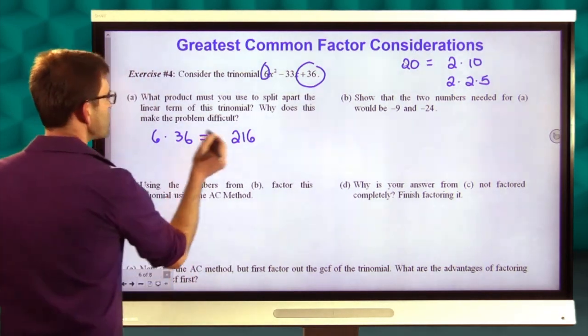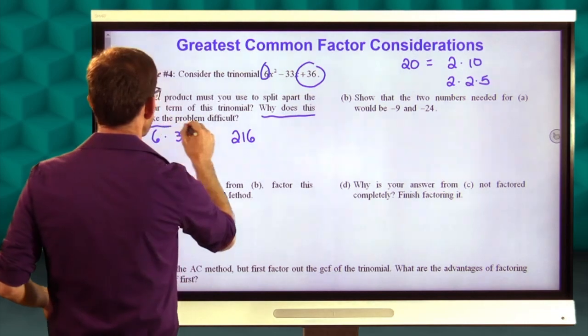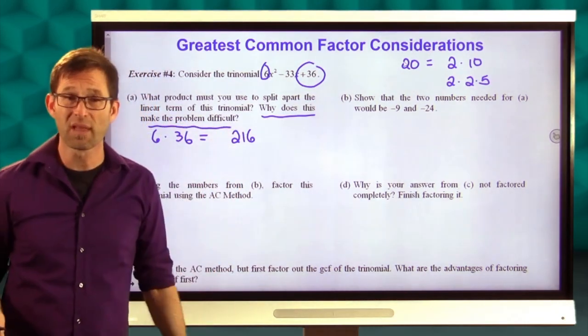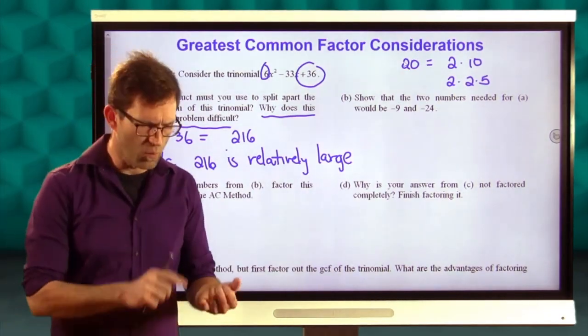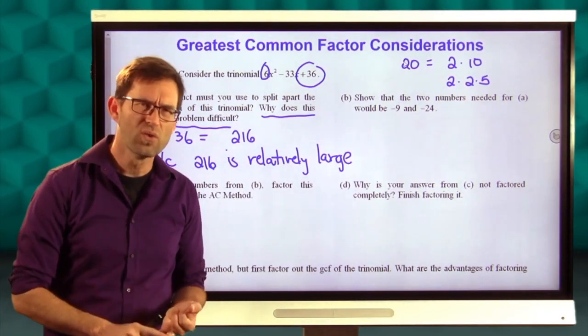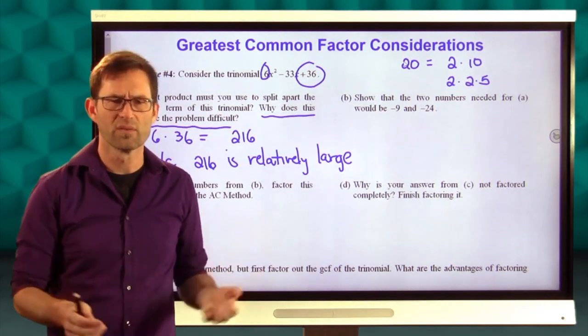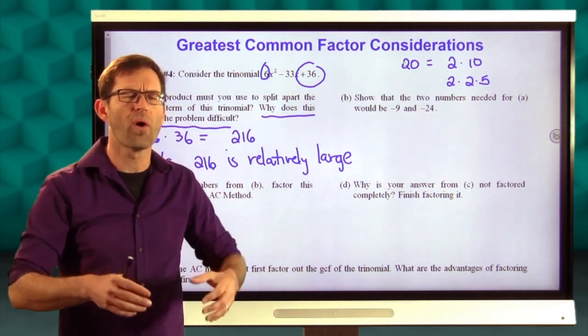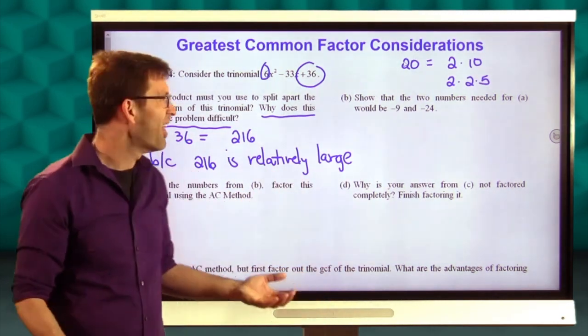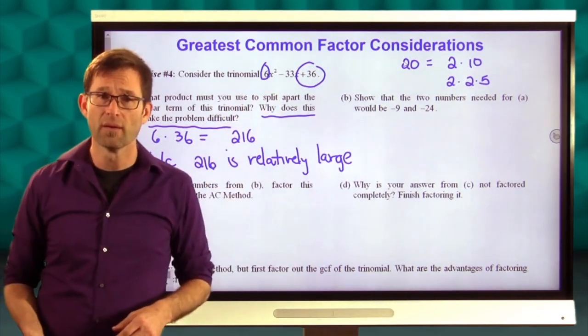And again, this is just a make-sure-you-get-it question. Why does this make the problem difficult? Well, because 216 is relatively large, right? We'd have to sit around and really think: 1 and 216, 2 and 108, and so on. You'd have to go through and come up with all these different pairs, and then they have to sum to negative 33, all right?